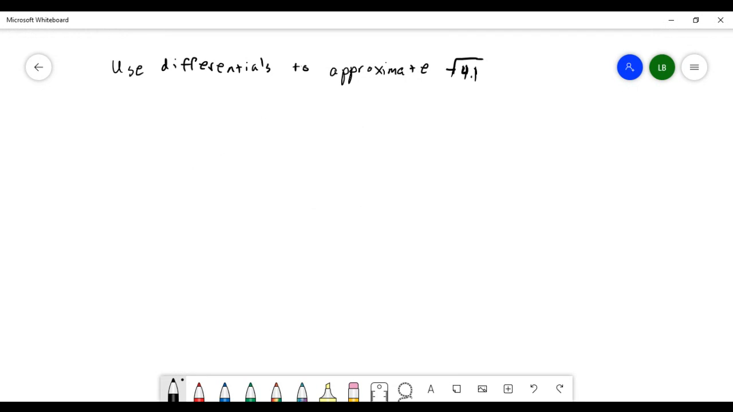So first, what we need to do is write a function so that we can take the derivative. And in this case, we're approximating a square root. So we'd say our function is the square root of x. And we need, secondly, a point that's close to this 4.1 value. So I'm going to say that 4 is close enough to 4.1. Then we say that our exact change in x, delta x, is equal to 0.1. And we're going to refer to this as dx.